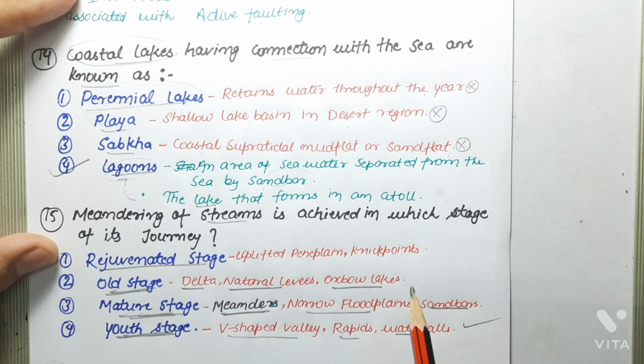Meanders are the most important feature of the mature stage of a river. So as far as the question is concerned, the correct answer is mature stage. You can say the more precise answer is mature stage.